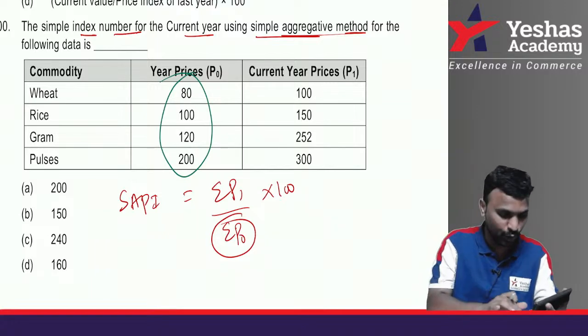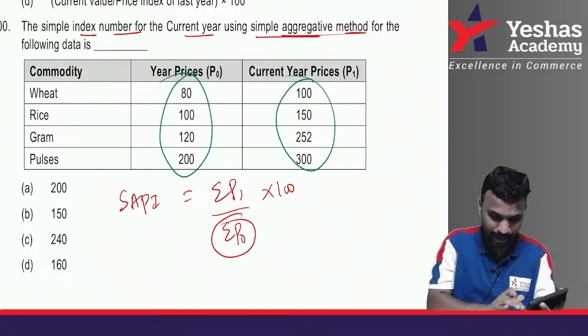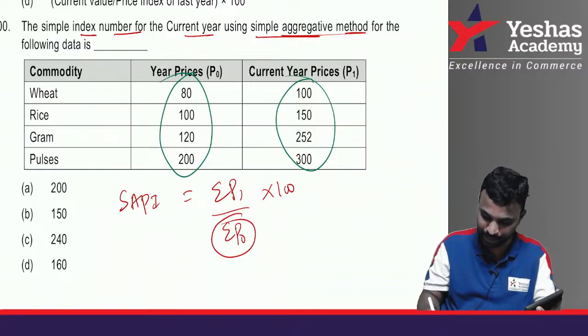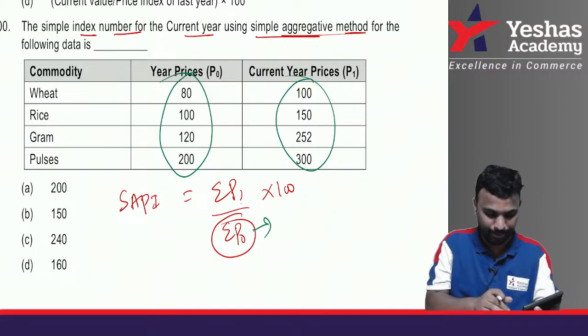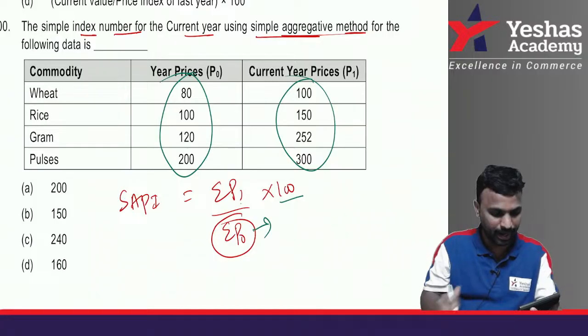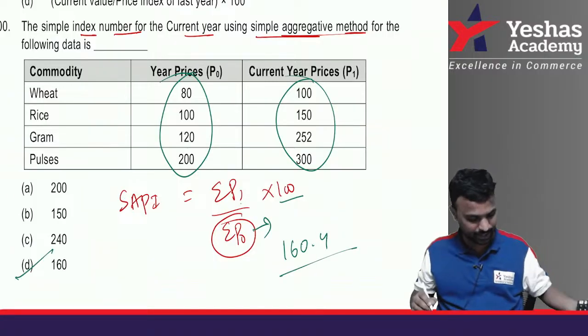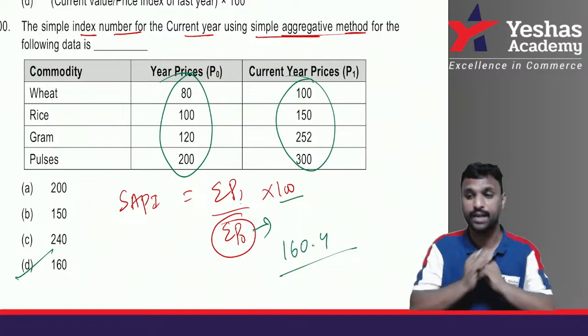Yes, now store this value. Now summation P1, what is it? 100 plus 150 plus 252 plus 300. So summation P1 we got, divide that by the stored value, press into 100. How much is it? It is 160.4. So the nearest answer is option D, which is 160.